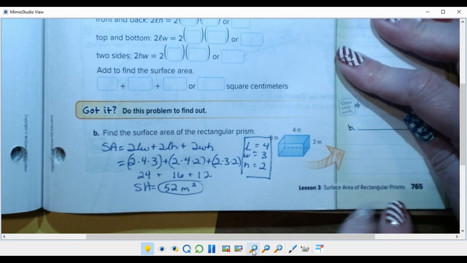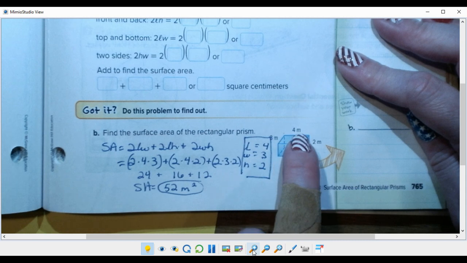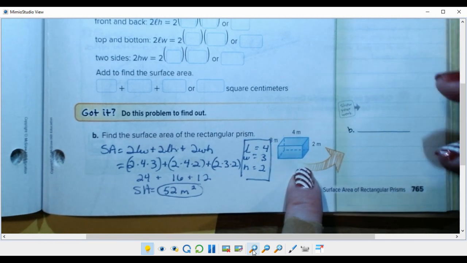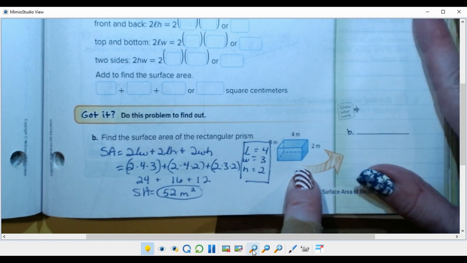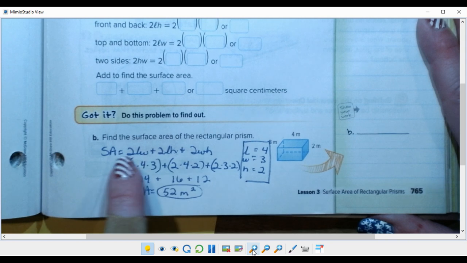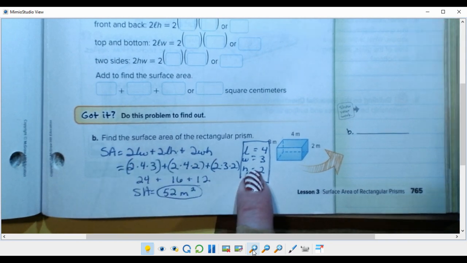You can do it piece by piece. You could do the front and the back and the side and the side and the top and the bottom. And there are some cases where you're going to have to do it piece by piece. But for the boxes, the rectangular and square boxes, you've got a formula that will work very efficiently.